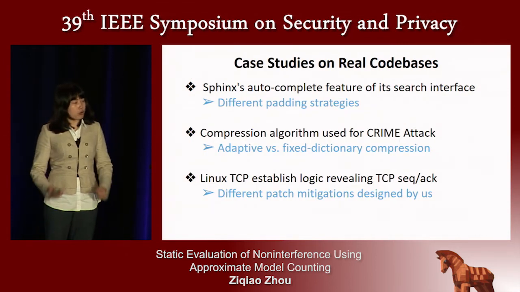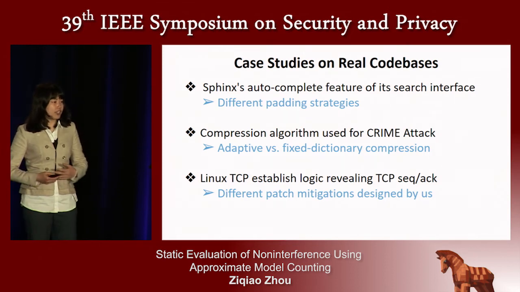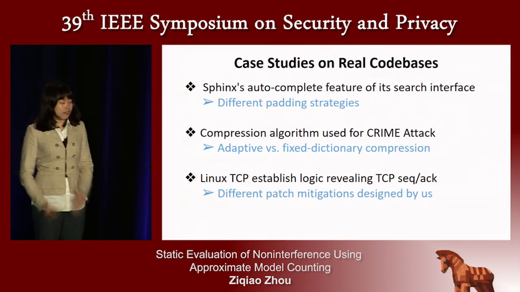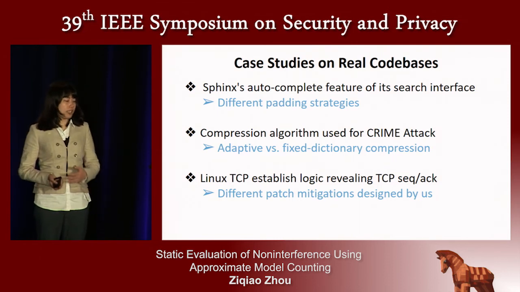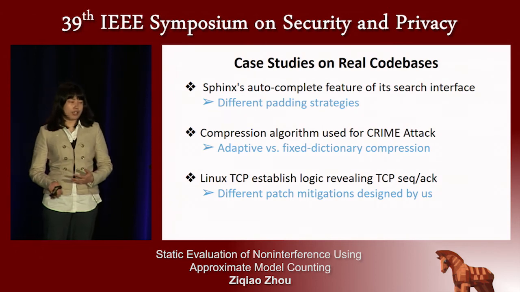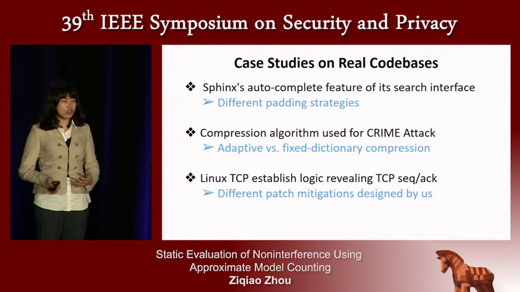In our paper, we also do case studies on the real code bases under the attacks we mentioned before. The first code base we evaluated is a search engine called Sphinx. We evaluate its linkage in the autocomplete features and compare different padding strategies to see whether our measurement could evaluate the difference between different mitigations.